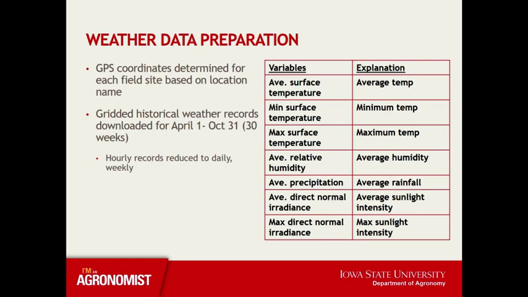We used GPS coordinates based on each field site as it was named, or when we were able to get a hold of the people that put them on, sometimes they were able to provide actual field locations for increased clarity. And we downloaded gridded historical weather data starting from April 1st through October 31st for each year that that environment was tested. These hourly records were then reduced to daily, weekly, monthly, etc., so that we could test how it was going to perform on different temporal scales. The variables tested include temperature, precipitation, sunlight intensity, and humidity.